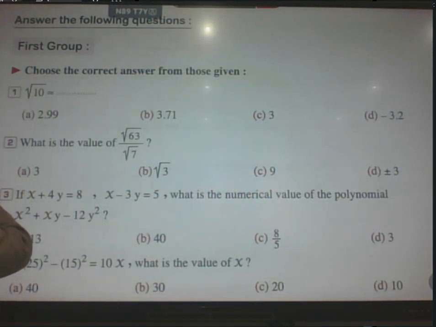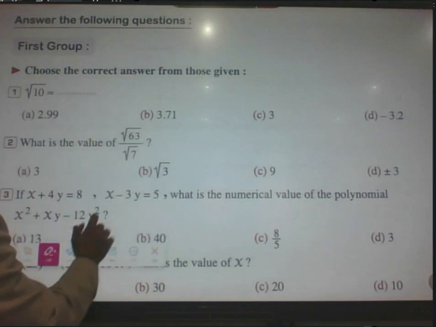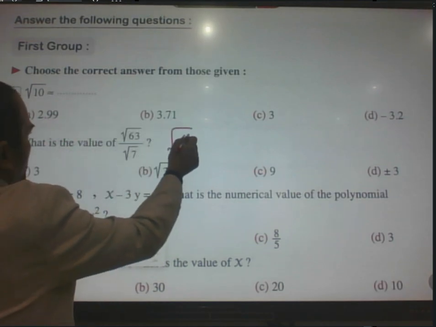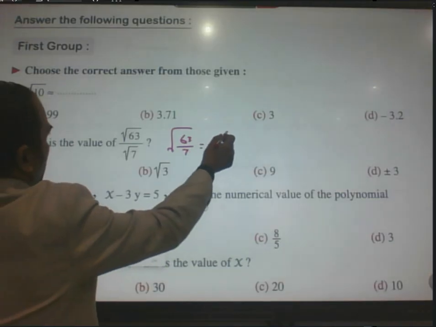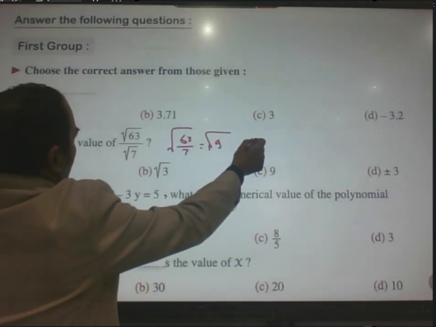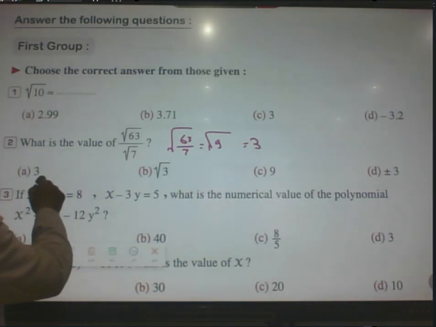We know 63 divided by 7 equal 9. Right here, square root of 63 over 7, square root of 9 equal 3. The answer here will be 3.